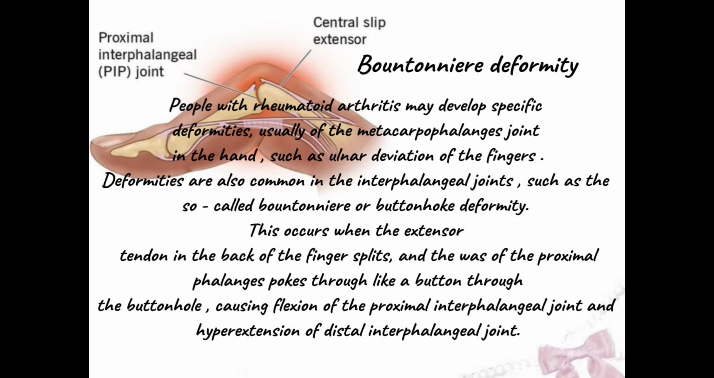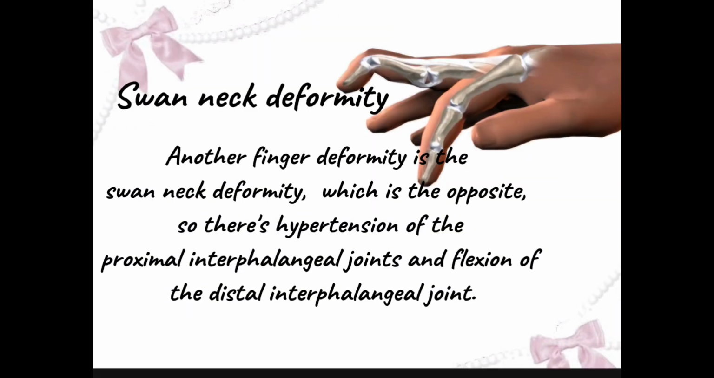People with rheumatoid arthritis may develop specific deformities, usually of the metacarpophalangeal joints in the hands, such as ulnar deviation of the fingers. Deformities are also common in the interphalangeal joints, such as the so-called boutonniere or buttonhole deformity. This occurs when the extensor tendon in the back of the finger splits and the head of the proximal phalanx pokes through like a button through a buttonhole, causing flexion of the proximal interphalangeal joint and hyperextension of the distal interphalangeal joint. Another finger deformity is the swan neck deformity, which is the opposite, so there is hyperextension of the proximal interphalangeal joint and flexion of the distal interphalangeal joint.